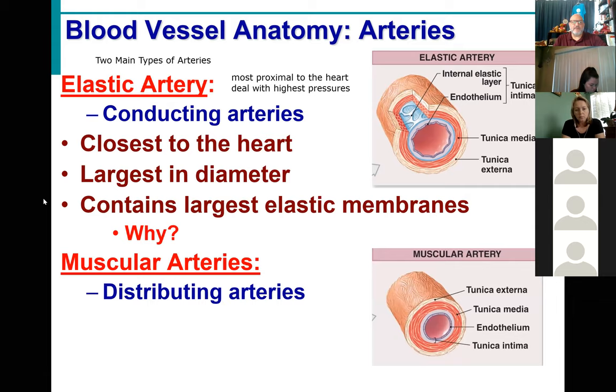Conversely, our muscular arteries are what are known as our distributing arteries, because they're the ones that distribute it to the different parts of the body. Our muscular arteries are also most of the named blood vessels in the body. All right, we have well over 600 named blood vessels in the body, and, let's say this way, most of the named arteries are indeed muscular arteries.